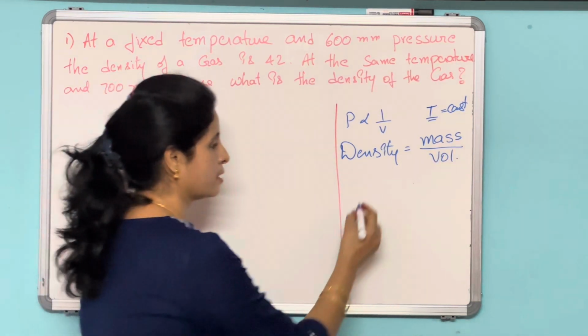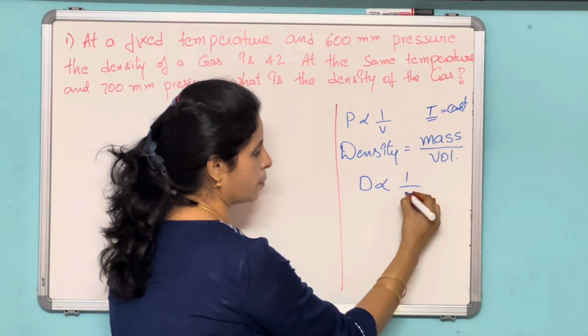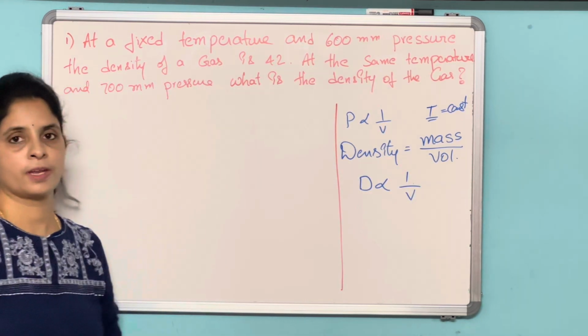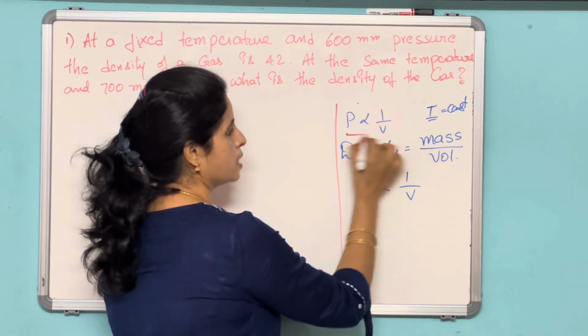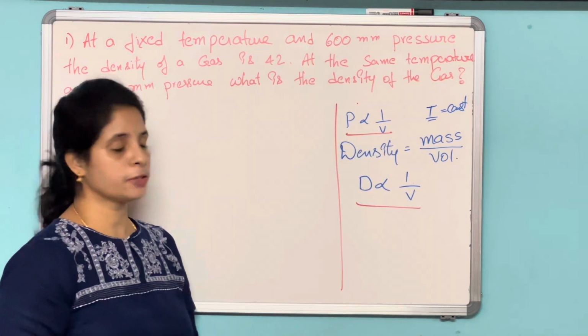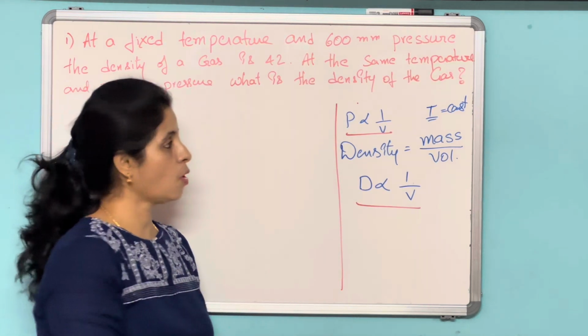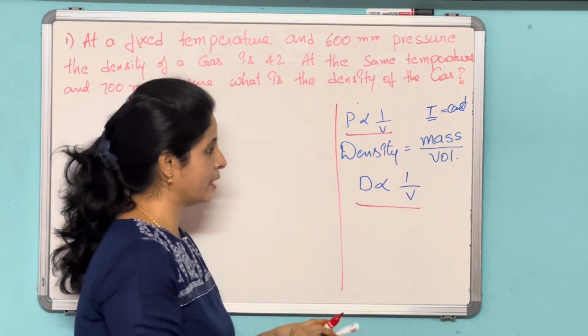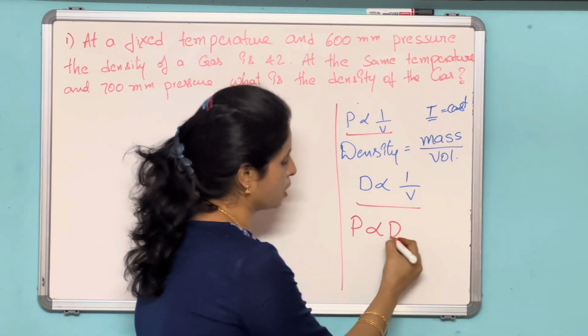Now from this density D, we can write density D is inversely proportional to volume. So if you observe this and this, pressure is inversely proportional to volume and the density is inversely proportional to volume. So how are these two related? Can I write like this? Pressure is directly proportional to density.